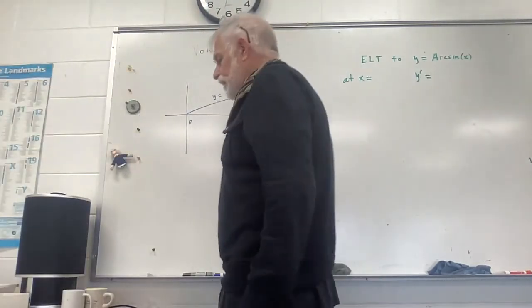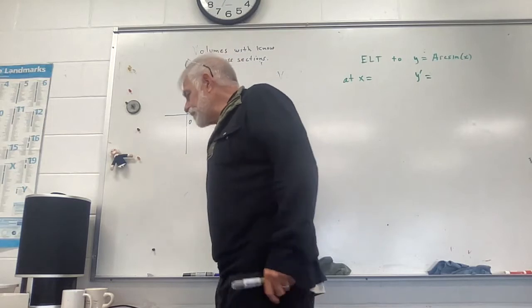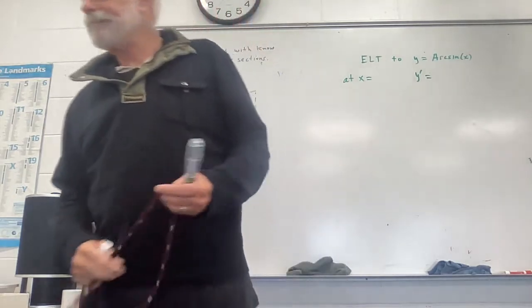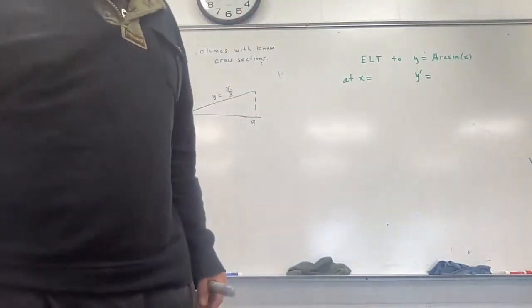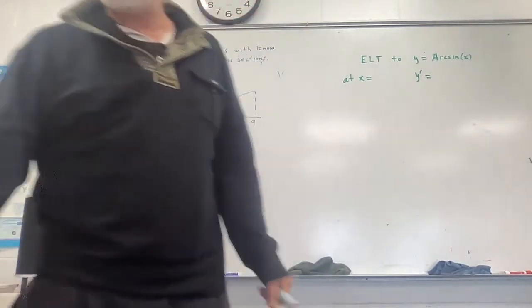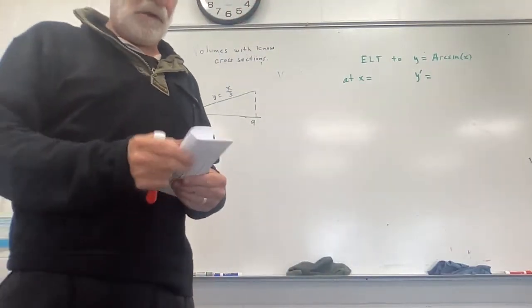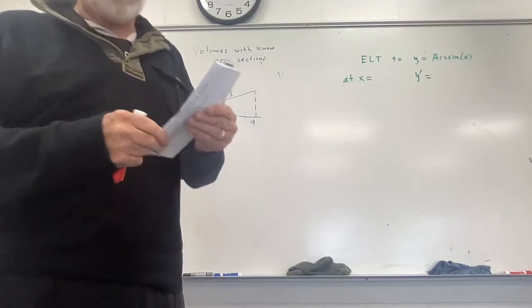Volumes with known cross sections. All right, so what's a known cross section? Circles, right triangles, semicircles, squares, rectangles. Let's do a rectangle. Here we go. I just folded this paper.